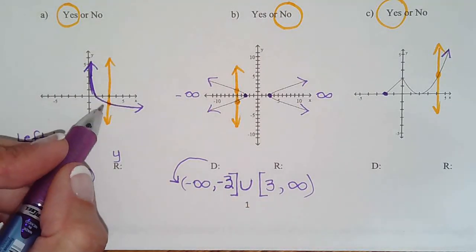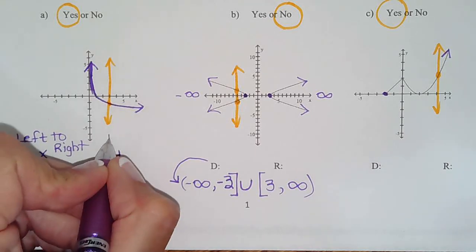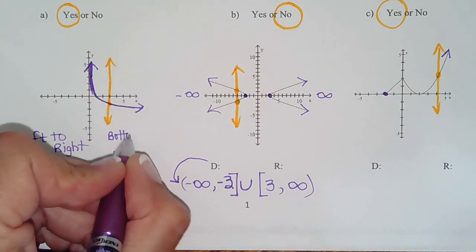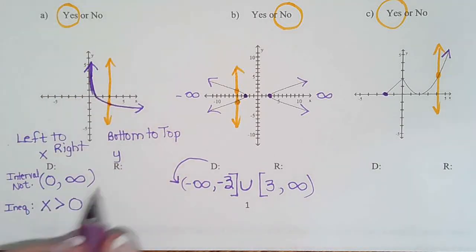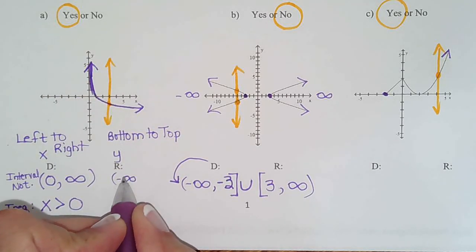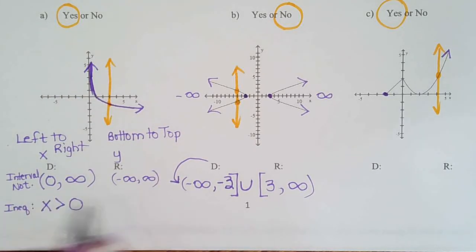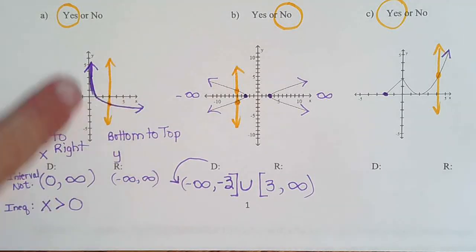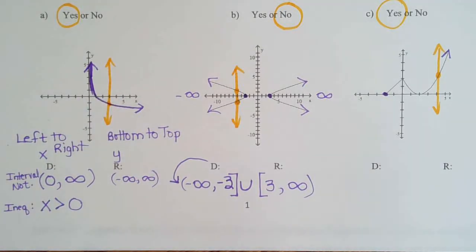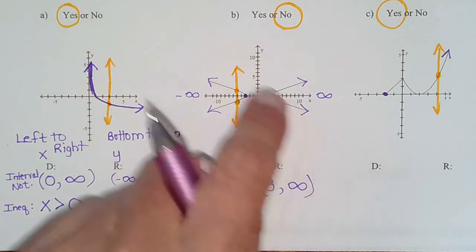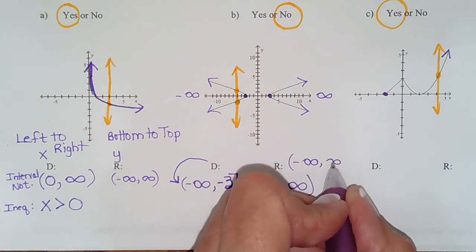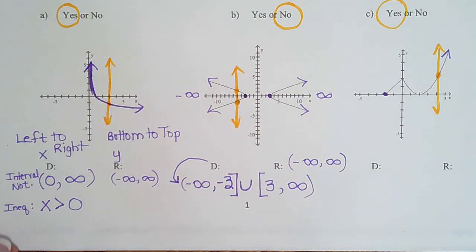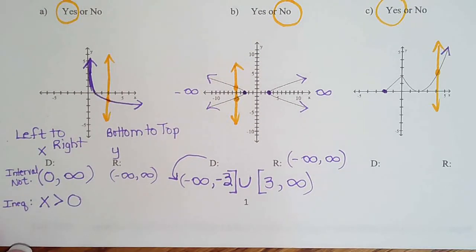So this range I can see goes down forever. Range is bottom to top. And this range goes down forever and up forever. So that range is going to be negative infinity to positive infinity. So it's going to go down forever and it's going to go up forever. Same thing with this one, right? Down forever, up forever. So that'd be negative infinity to infinity. And I guess we'll do the last domain and range in the next video because we're out of time.